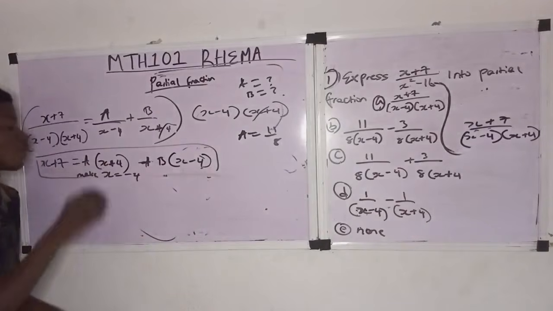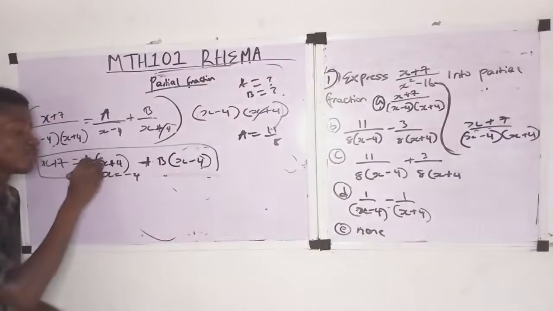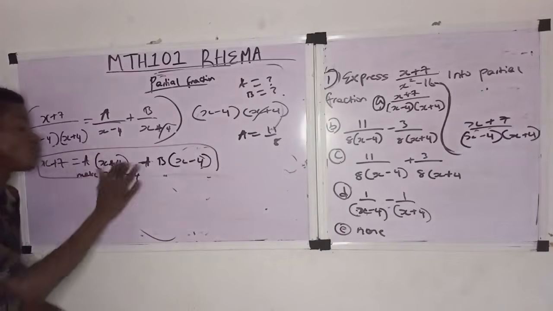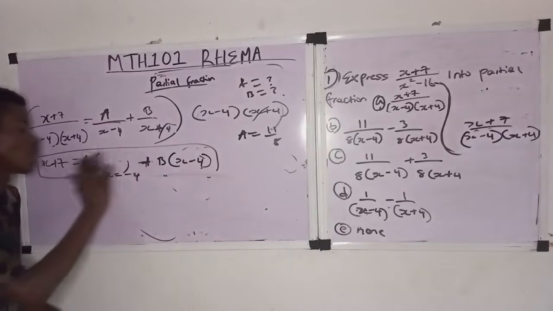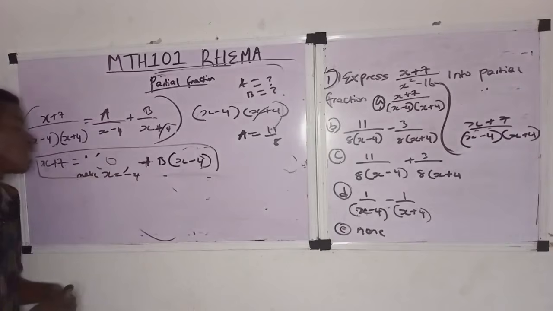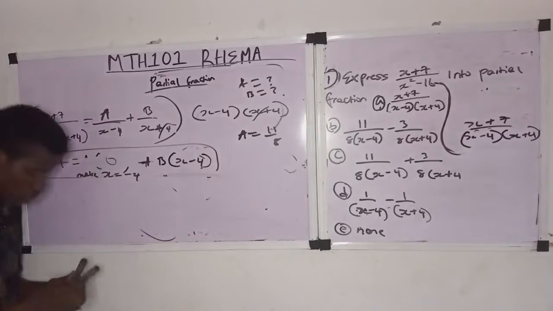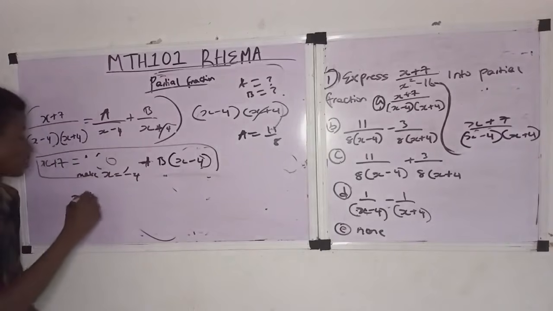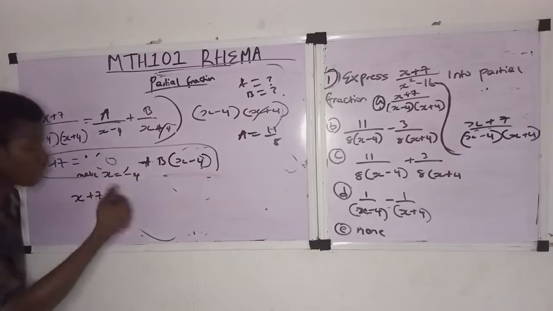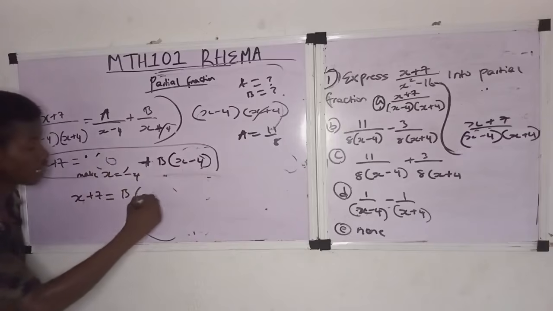If we make s minus 4, s will be minus 4. Minus 4 plus 4 gives us 0, right? So 0 times a will still give us 0. So we'll be left with s plus 7 equals b bracket open s minus 4.